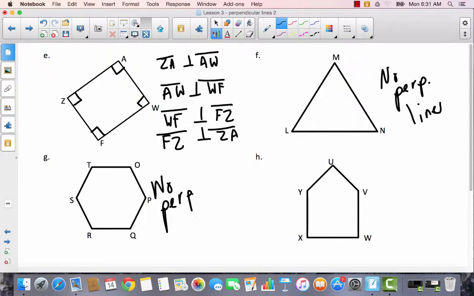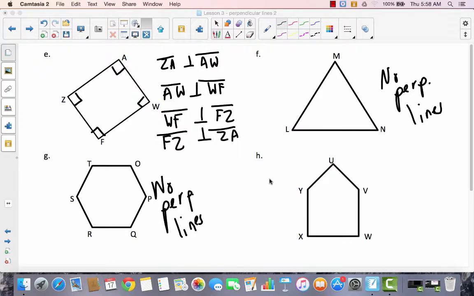So we have no perpendicular lines in figure G either. All right, okay, so let's take a look at this figure. Hopefully, you've already identified all of the perpendicular lines, and let's just see if we agree.